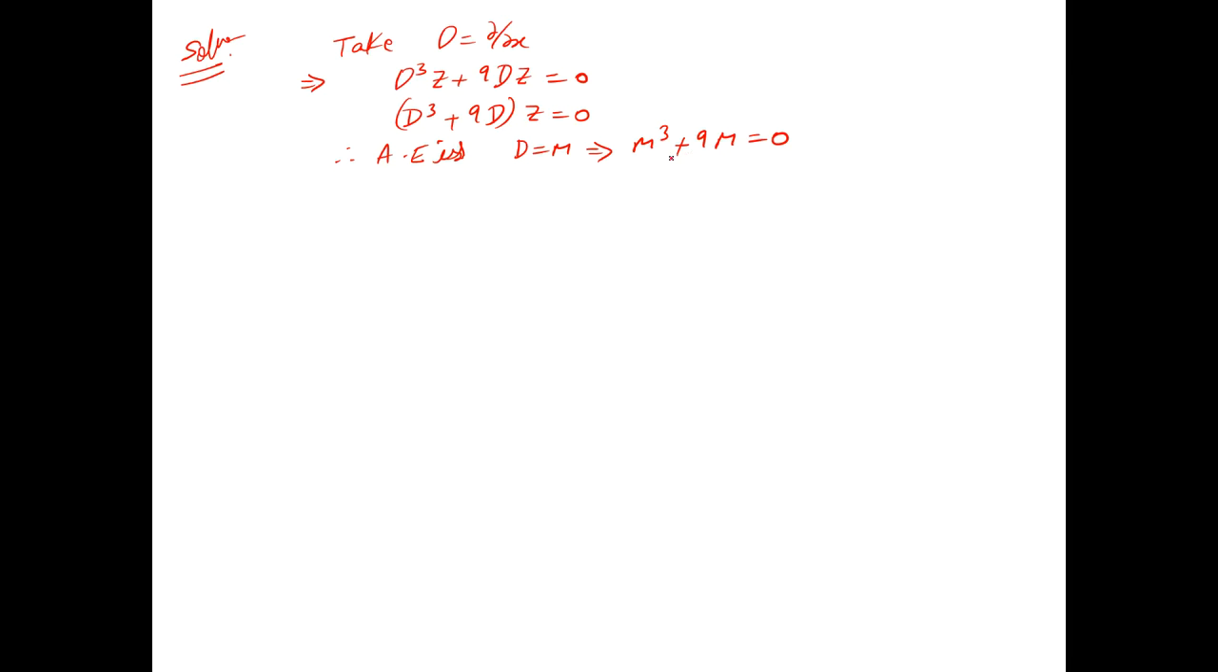Now in this I will take m common on both. So m, if I take common, m(m² + 9) = 0. That implies m is 0 or m² + 9 = 0. Am I right? So when m is 0, what is the complementary function? And when m² = -9, m is equal to plus or minus 3i. Square root I have taken on both sides, so we get a complex root.